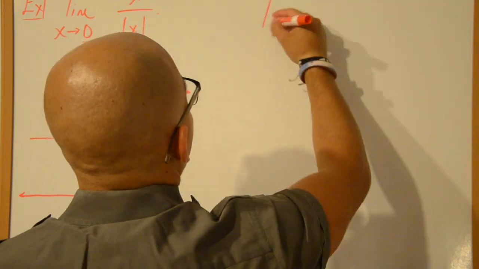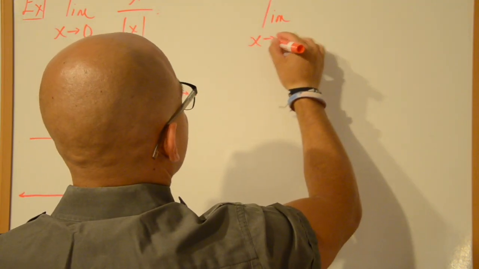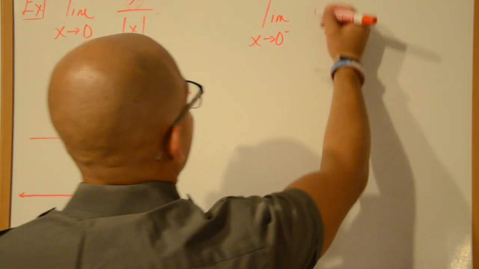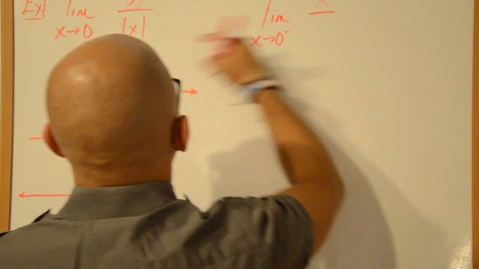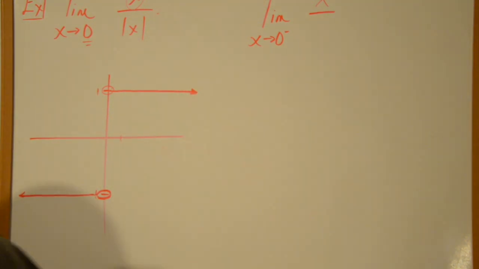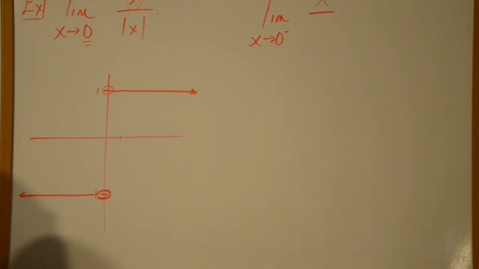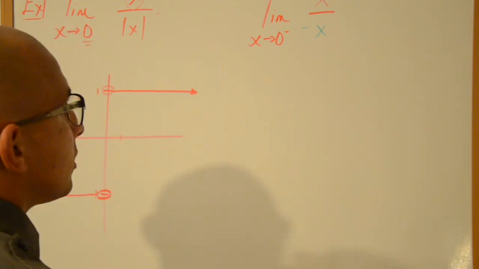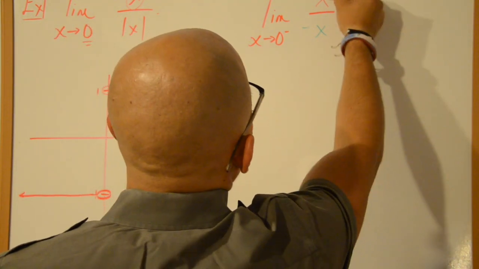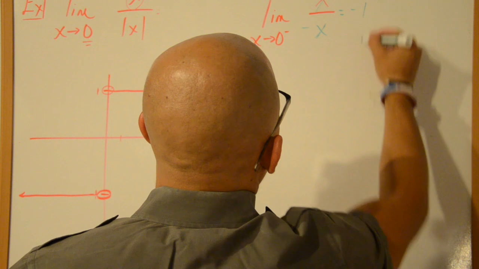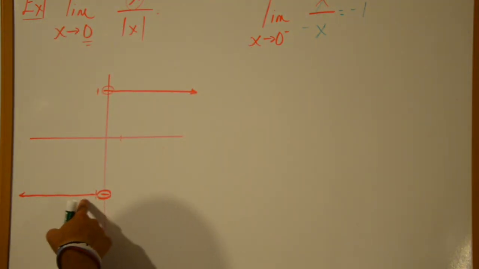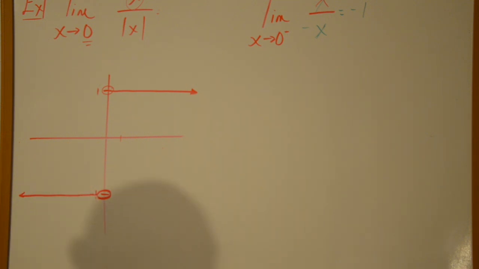So if we take a look at the limit as x approaches 0 from the left, this part of the function does not change. This piece is going to change because that's the absolute value. So when we are there, the function is behaving negatively. These would simplify and we're left with a -1, which is clearly the case. So from the left side, the function is tending towards that -1 value.